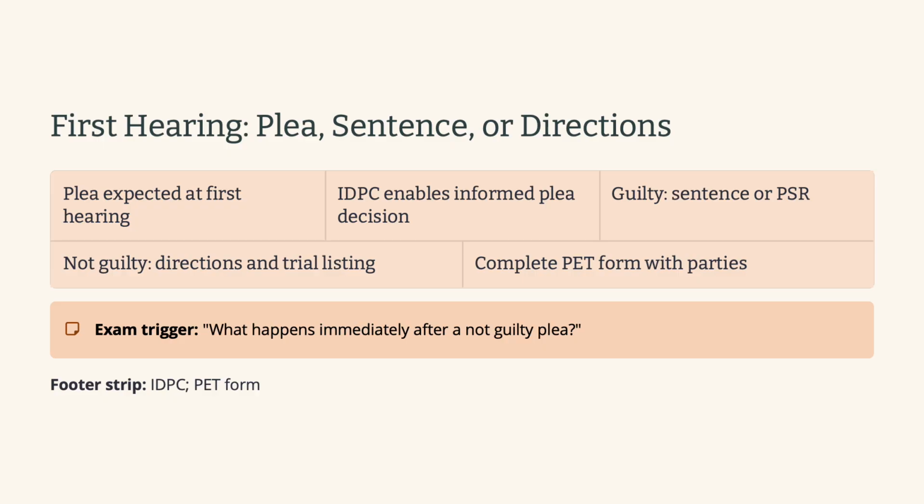Fourth, if the defendant pleads not guilty, the court gives case management directions and lists the case for trial. These directions create a timetable for serving evidence, agreeing facts, and preparing for an effective trial. Fifth, after a not guilty plea, the parties must complete the Preparation for Effective Trial form, called PET. This document captures what's agreed, what's disputed, witness requirements, and time estimates. In exam, they can ask, what happens immediately after a not guilty plea? So directions are given, a trial date is fixed, and the PET form is completed. Ensure that you understand all these steps.